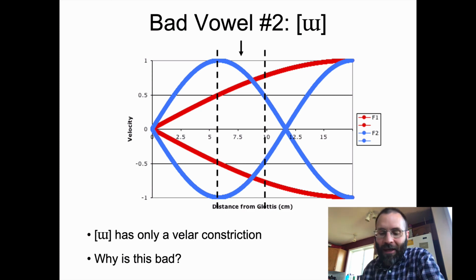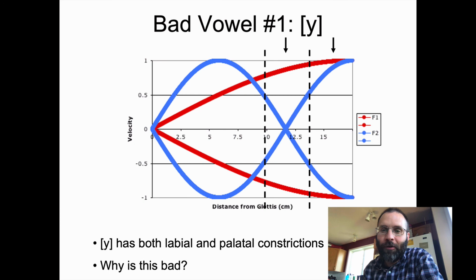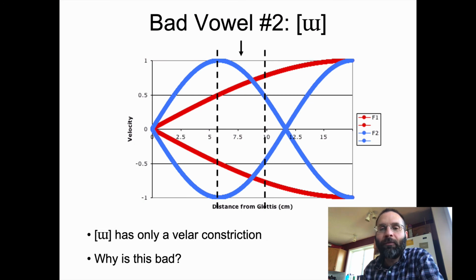Okay, so for bad vowel number 1, we had a problem where two articulations were canceling each other out. For bad vowel number 2, we had a problem in that we could be using two articulations that would work together, but we're not.